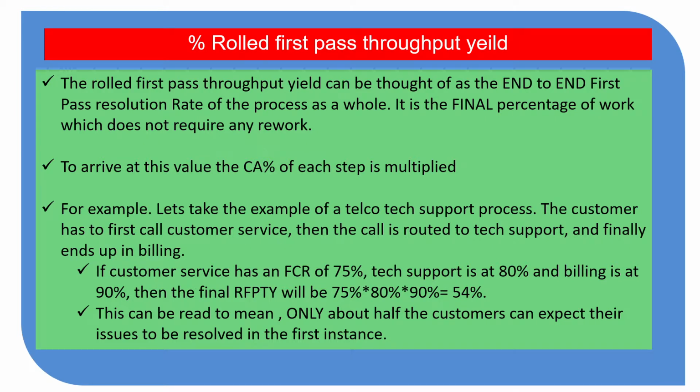The next metric is a handful. It is called rolled first pass throughput yield. The rolled first pass throughput yield can be thought of as the end-to-end first pass resolution rate of the process as a whole. It is the final percentage of work which does not require any rework.